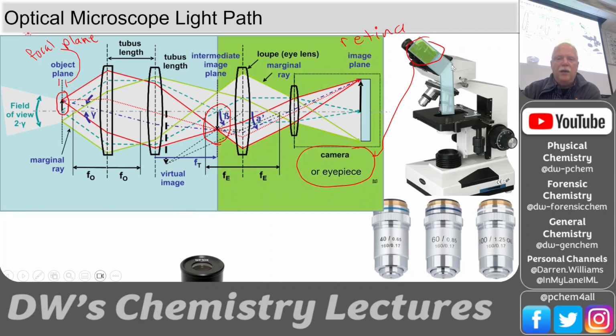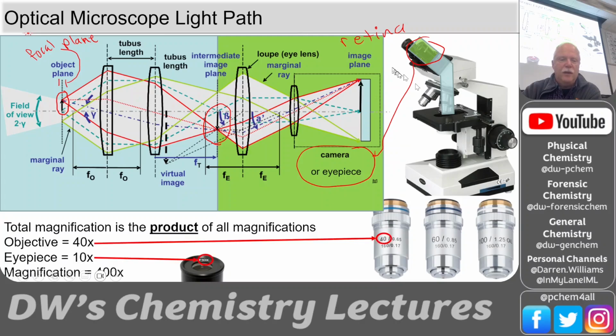Okay, so this part here is this piece shown down here, this blue piece right here. Okay, and then you have the eye lens, and then you also have the camera that you can attach on the top. Now the total magnification is the product of all the magnifications. If you have an objective magnification listed as 40, that's typically the first number on an objective, and then you have a 10x eyepiece, then you're going to have a 400x total magnification.